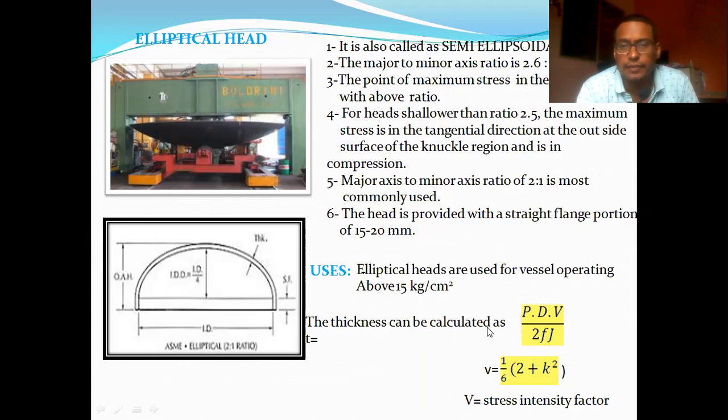The thickness can be calculated as P dV upon 2Fj. In the previous case, that is for toruspherical head, it is the M. In the elliptical head, it is the V. Now V is equal to 1/6 into bracket 2 plus K square, where K is the major axis to the minor axis ratio. If the major axis to the minor axis is 2:1, then the value of V comes as 1.